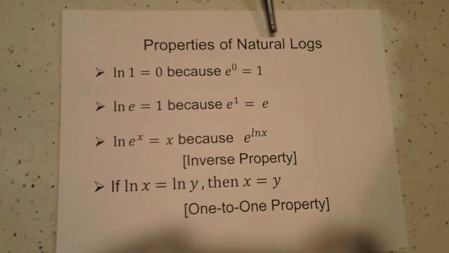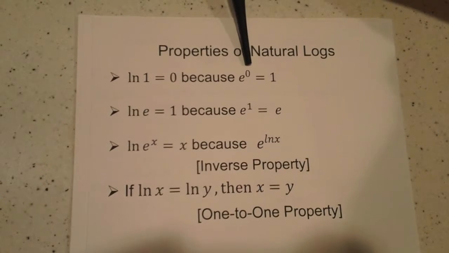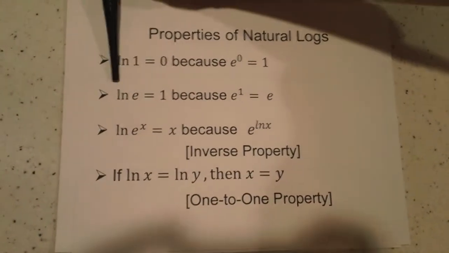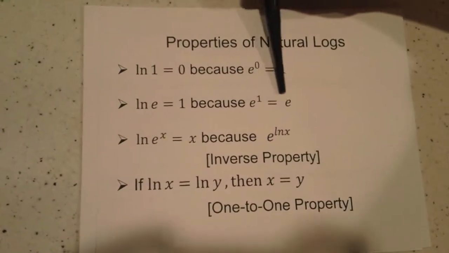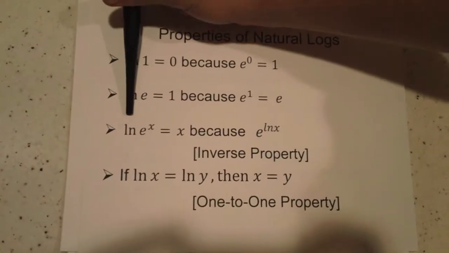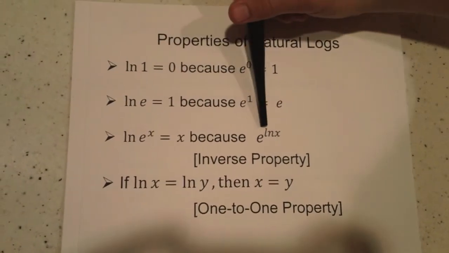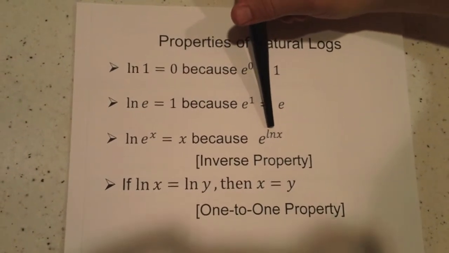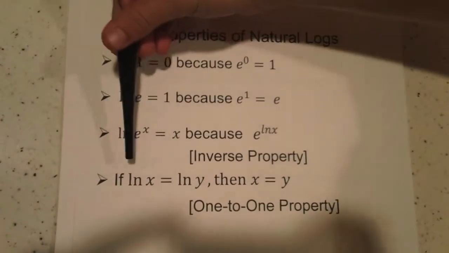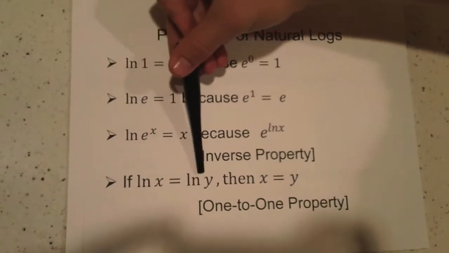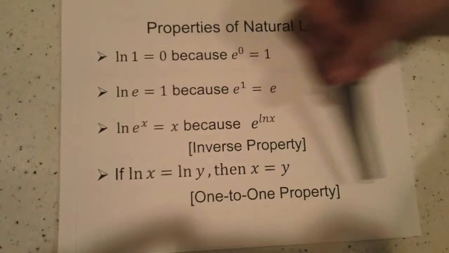Properties of natural logs. The natural log of 1 equals 0 because e^0 = 1. The natural log of e equals 1 because e^1 = e. The natural log of e^x equals x, because when you raise e to the ln, they cancel out and you get x. That is the inverse property. If ln(x) = ln(y), then x = y. That is the one-to-one property.